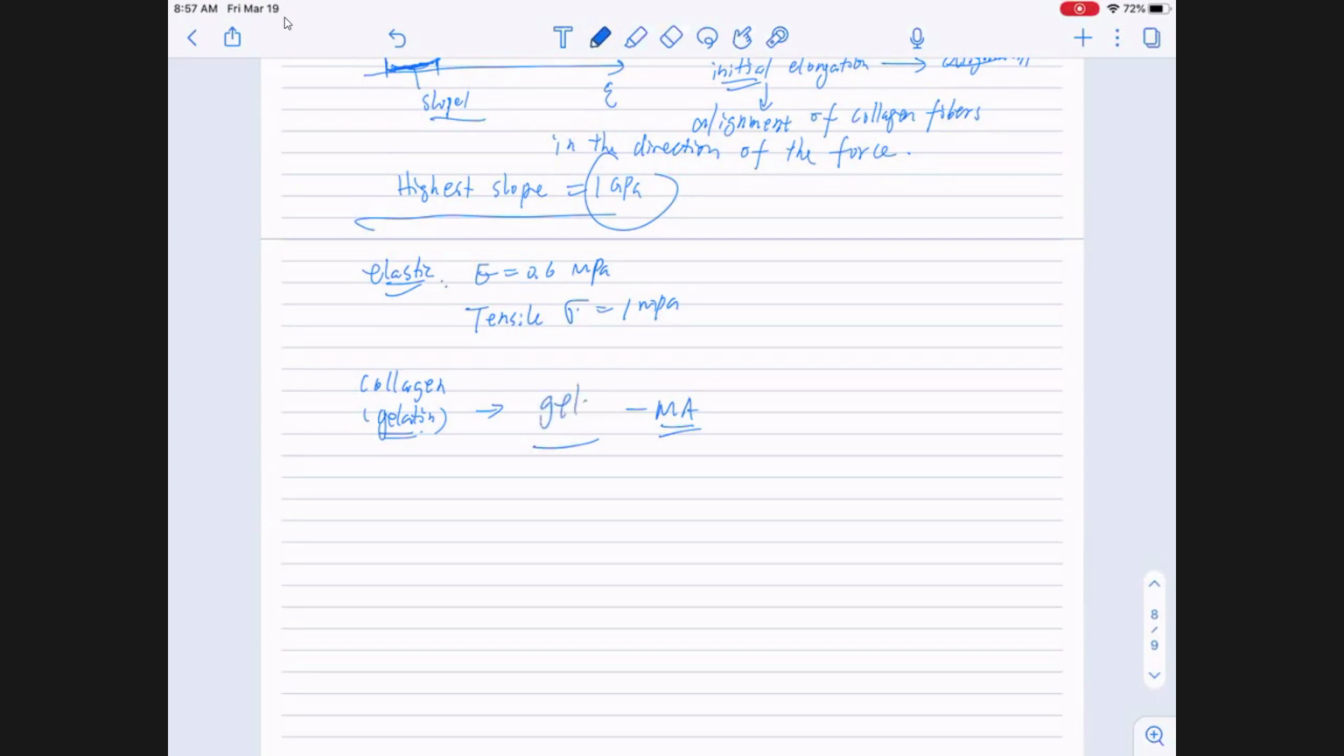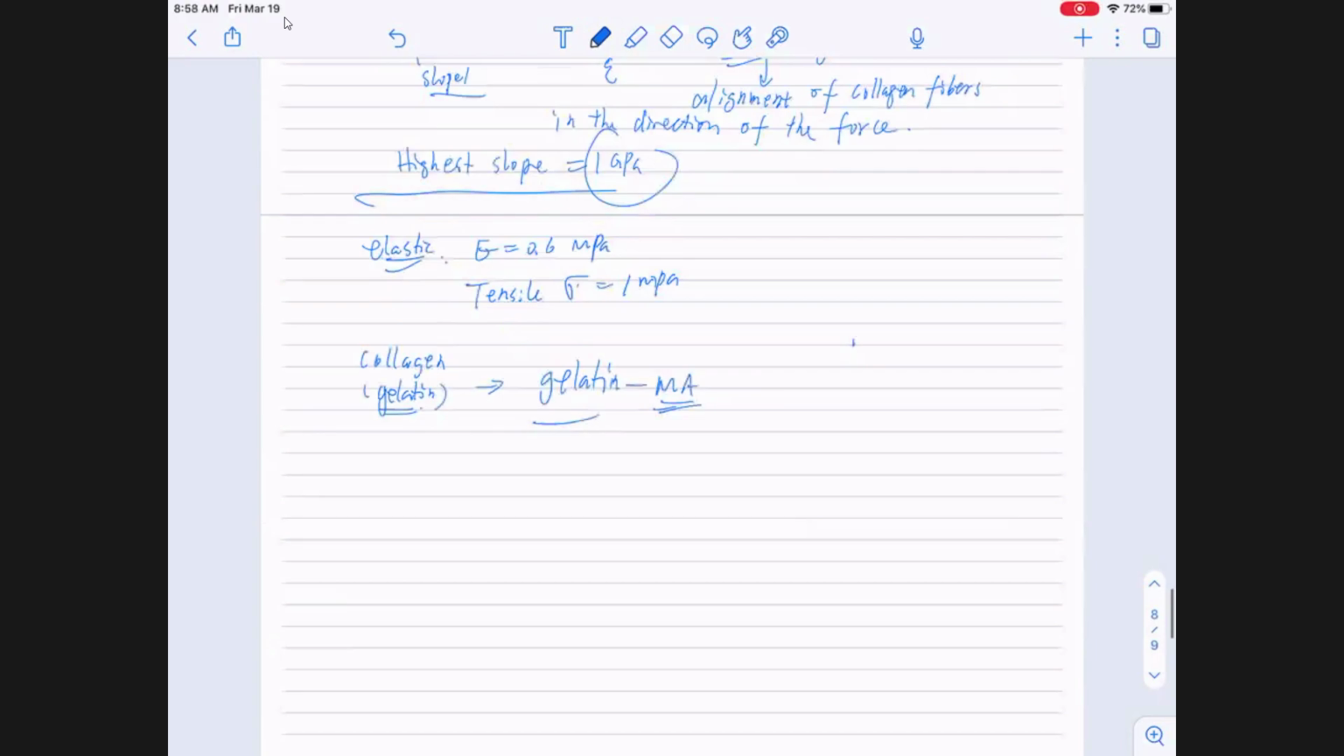Gelatin, double bond, methacrylamide, because gelatin has a lot of NH2. Using NH2, we make this kind of structure, similar to this structure. So the purpose is we want to introduce a double bond to this one.